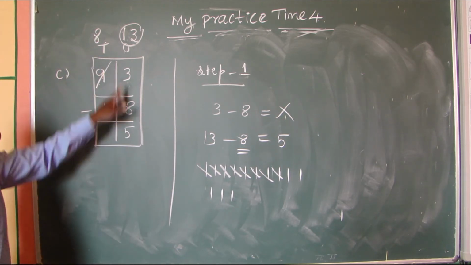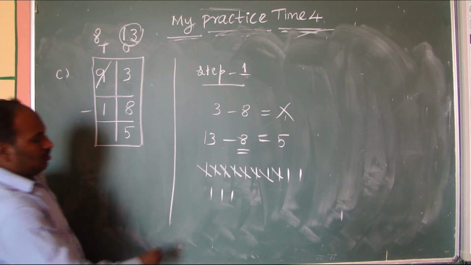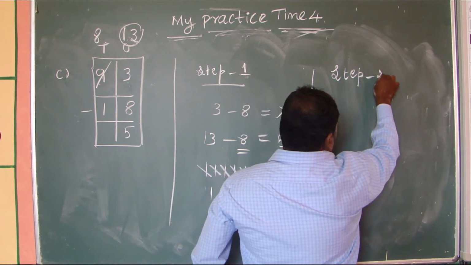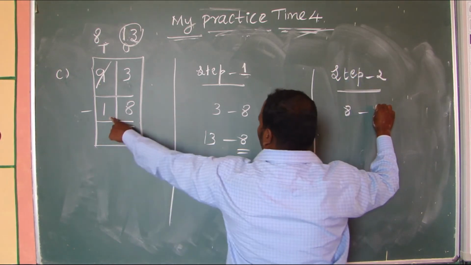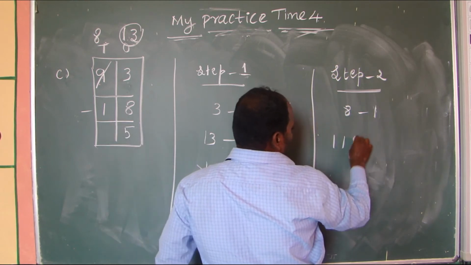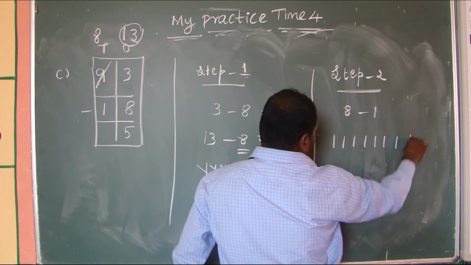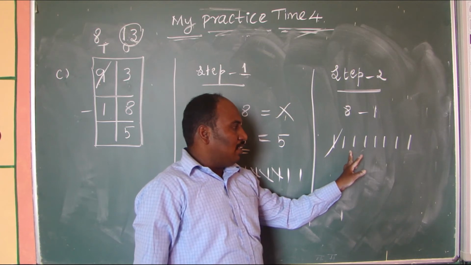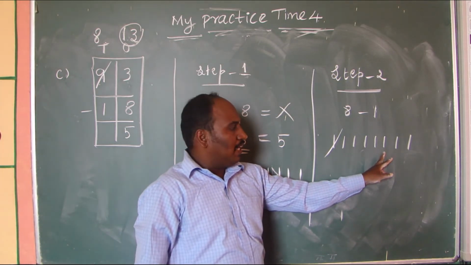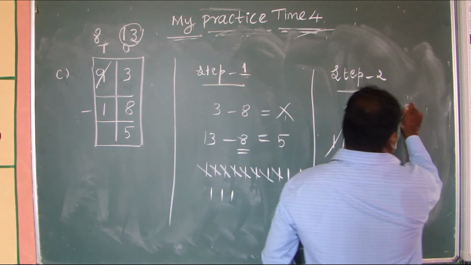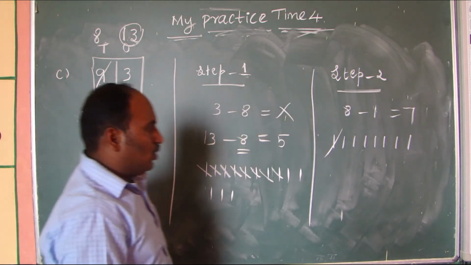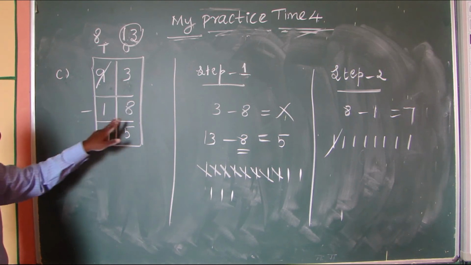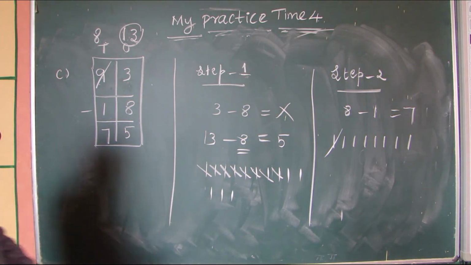Next step, the tens place, 8 minus 1. Step 2. 8 minus 1. 1, 2, 3, 4, 5, 6, 7, 8 minus 1. Only one line is cancelled. Remaining 1, 2, 3, 4, 5, 6, 7. 8 minus 1 is equal to 7. So our answer is 75. 93 minus 18 is equal to 75.